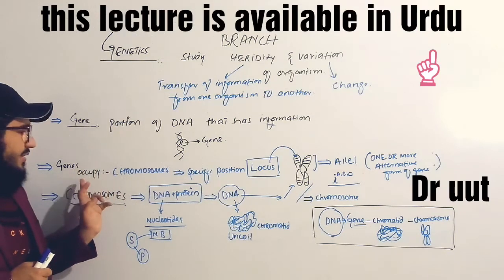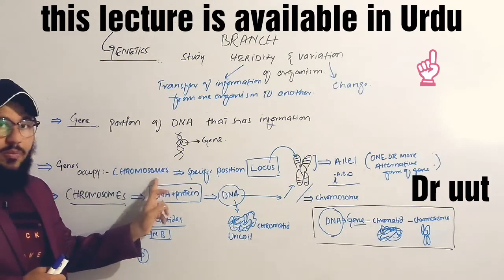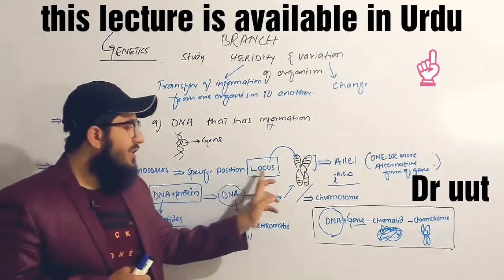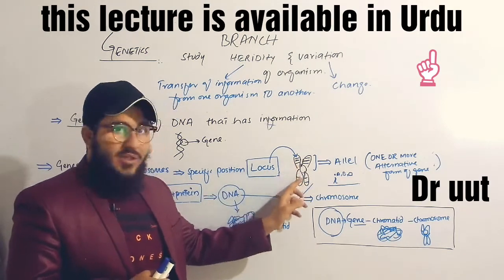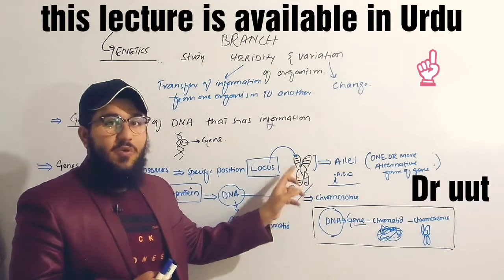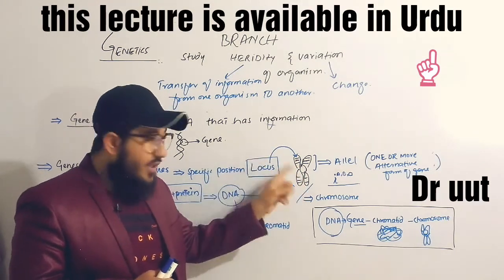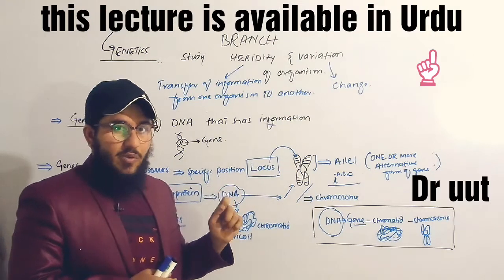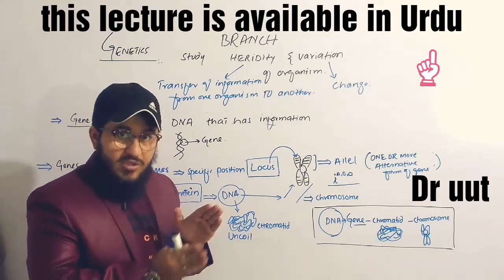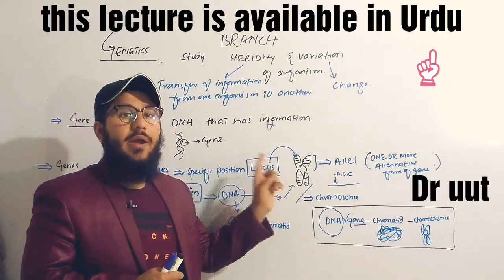So this gene has a specific position on the chromosome. That specific position is known as locus. Now this is the chromosome. The lines that you see are actually the positions for the genes. So a single position for a single gene is known as locus, and if you are talking about the positions for a number of genes, then that is loci.